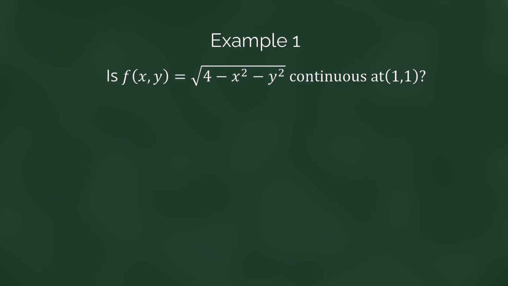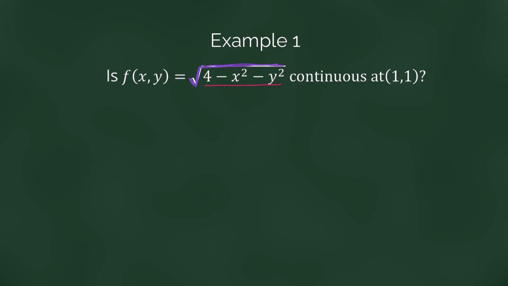All right, let's look at an example. We're going to examine whether or not the function f(x,y) equals the square root of 4 minus x squared minus y squared is continuous at the point (1,1). So notice that this is a composition. We have the inside function 4 minus x squared minus y squared and the outside function, the square root of that.